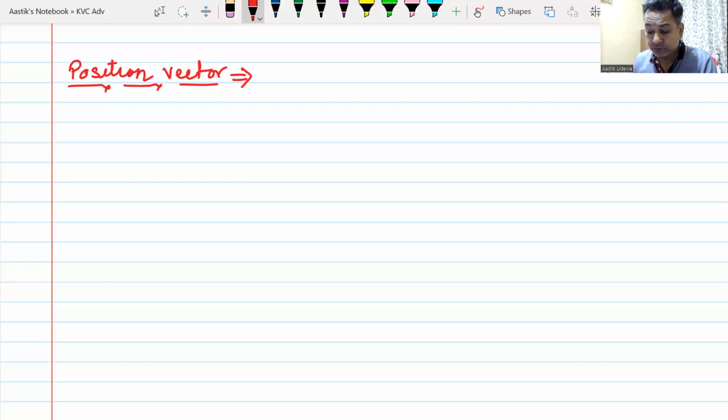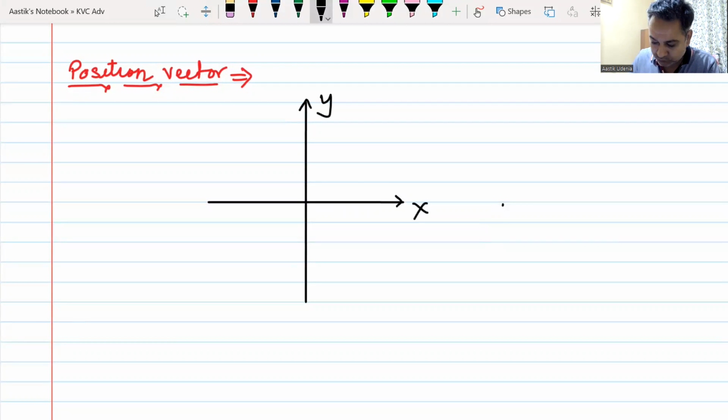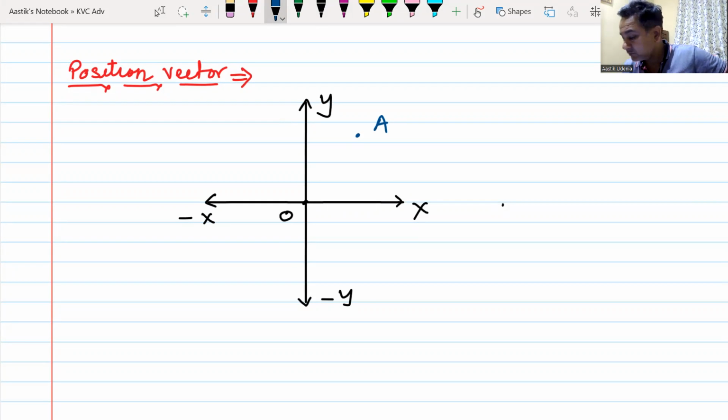Sir, is it audible, sir? Yes, you're audible. Tell me, what is the position vector? We understand this x axis, y axis, yes or no? Yes, sir. Now, with this axis, can you tell me what is a position vector? We have this axis, so we will have an origin and some point, let us say A. Now, can you tell me what you mean by position vector?